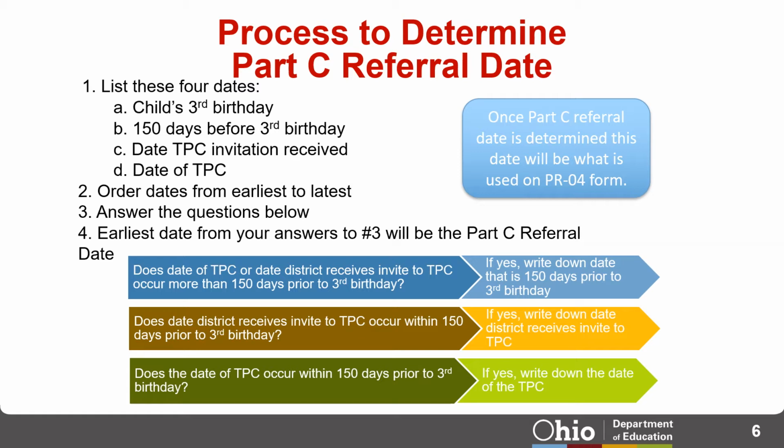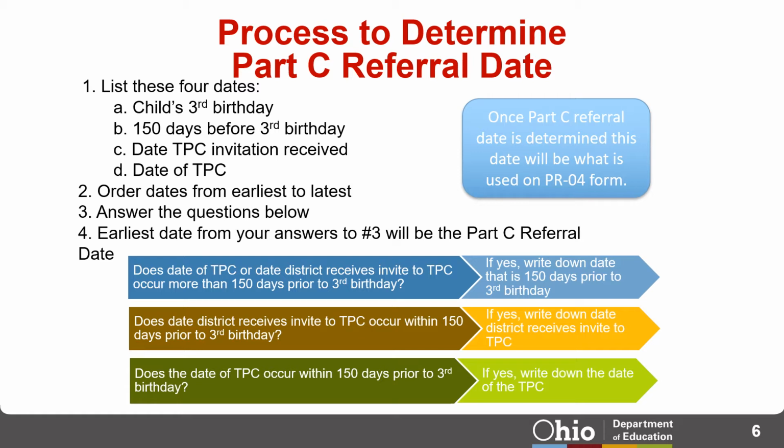Next, using those 4 dates, respond to each of these questions from the rule. Does the date of the Transition Planning Conference or the date the district receives the invitation to the TPC occur more than 150 days prior to the child's 3rd birthday? If yes, then write down the date that is 150 days prior to the child's 3rd birthday.